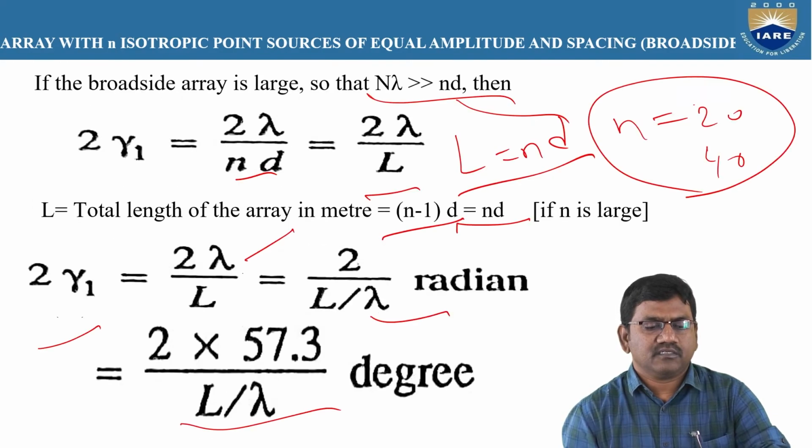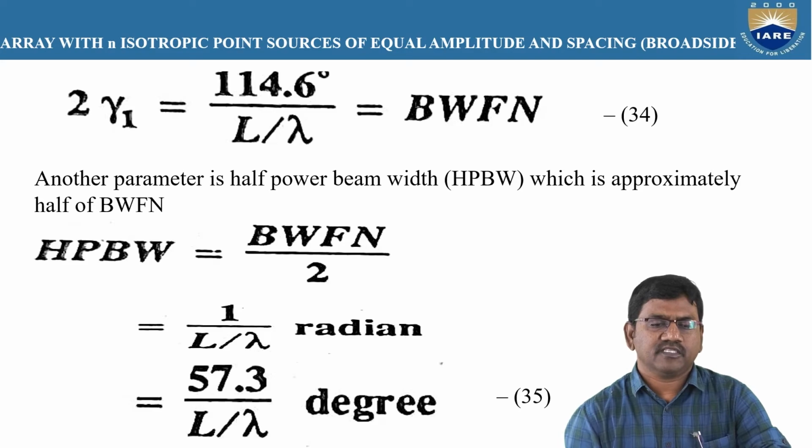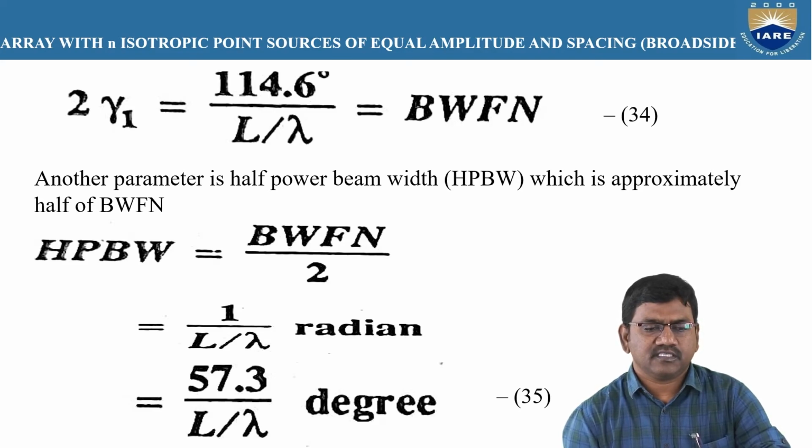So 2 gamma 1 is equal to 2 into 57.3. If you multiply the numerator, you will get 114.6. So 114.6 degrees is equal to BWFN, that is L by lambda, that is equation 34.